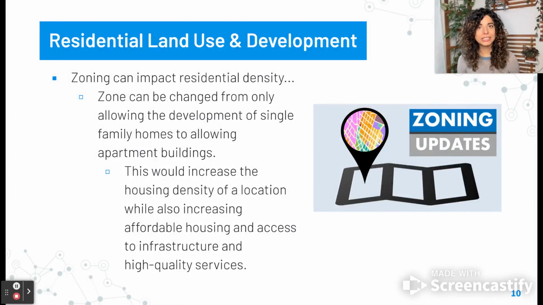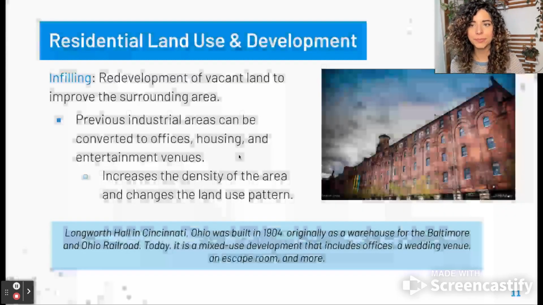It impacts residential density as well, because zones can be changed from only allowing the development of single family homes to allowing apartment buildings. So you will see areas that apartment buildings are not allowed to be built. This would increase housing density of a location while also increasing affordable housing and access to infrastructure and high quality services. So that's just one potential result.